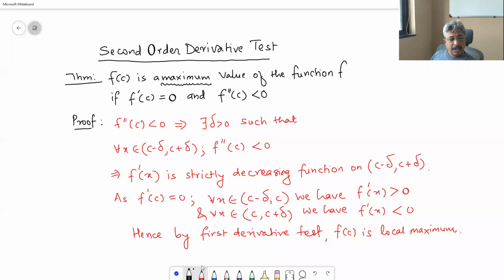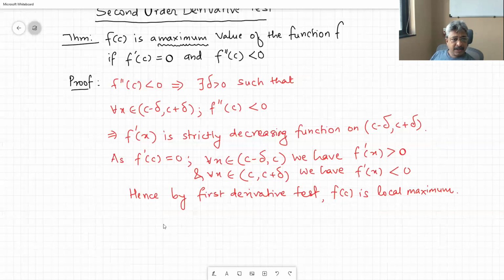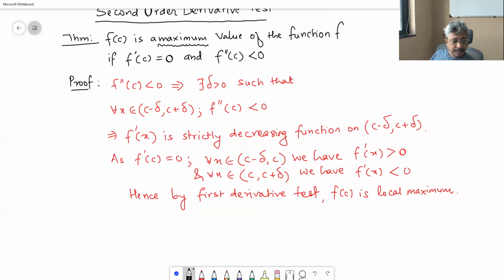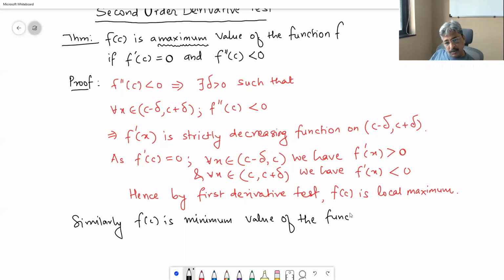Okay, so let us complete our notes by writing similarly. f of c is a minimum value of the function f if f dash of c is equal to 0 and f double dash of c is greater than 0.